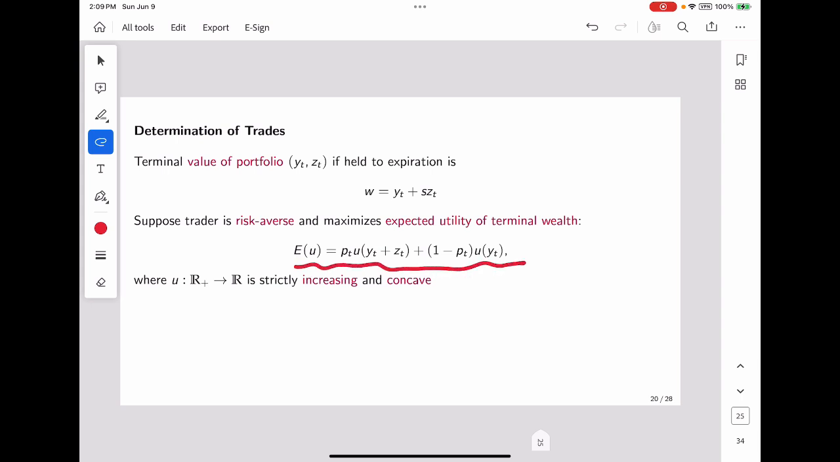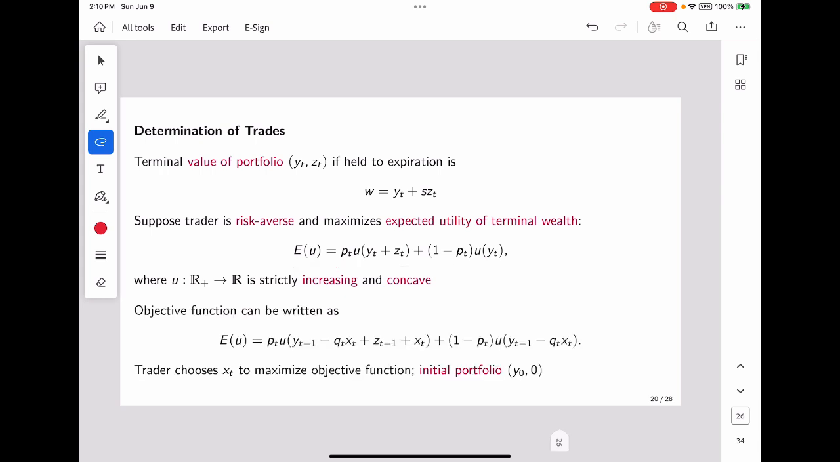Now, PT is the probability that the event will occur. If the event occurs, you're going to end up with YT plus ZT as your payoff. U of YT plus ZT is your utility from those payoffs. And then the second term, 1 minus PT, is the likelihood that the event will not occur. That's what the model is saying, and that's what you believe. And in that case, you're just going to end up with YT, and U of YT will be the utility of that terminal wealth. So this is the expected value of the utility of your terminal wealth, and this is what the trader is going to maximize. And this is what determines the trade XT.